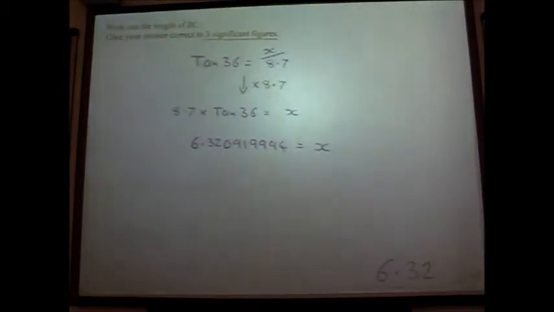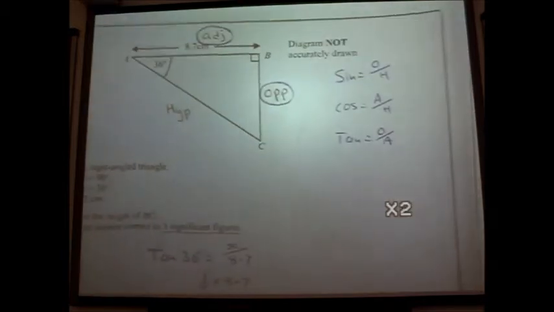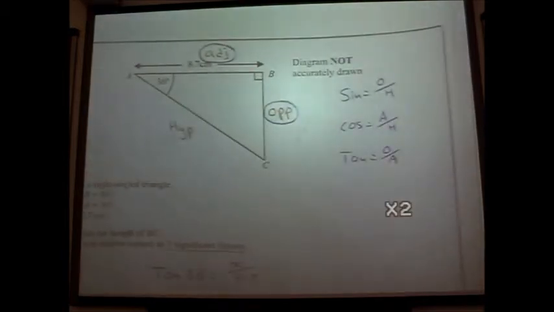Question number 16. This is your basic B grade trigonometry question. Let's zoom out so you can see it. Right, first of all, I'm going to talk you through this. Label the sides up. So hypotenuse is the long one. There it is. Opposite is opposite the angle we're talking about, which is there. Adjacent is the other one.